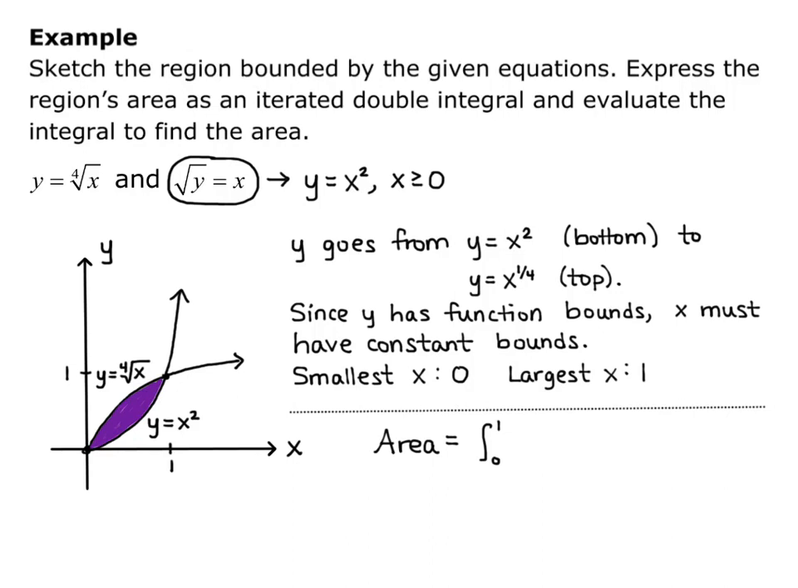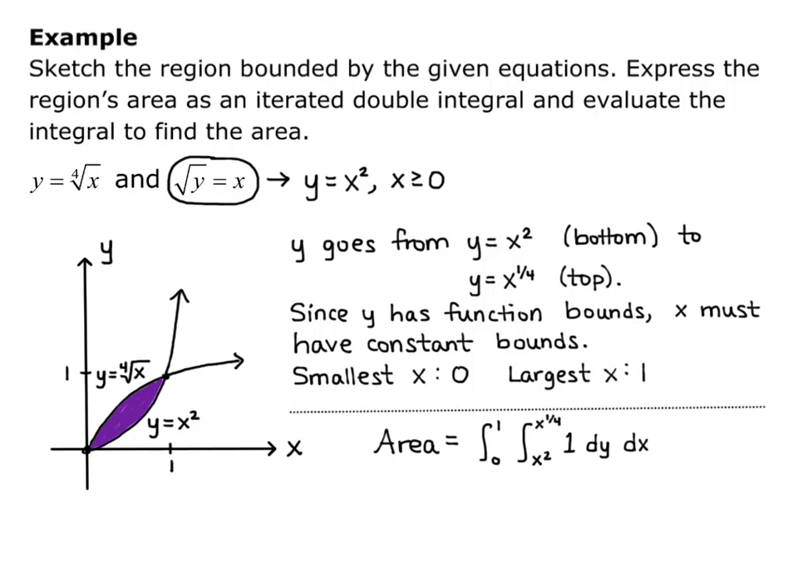So the area is equal to the integral from 0 to 1. Remember, constant bounds are on the outside. And then the integral from x squared to x to the 1/4 of 1, because we're finding an area, so we let our function height equal 1 everywhere. dy, since my inner bounds are with respect to y equals a function of x, and then dx, because my bounds on the outer integral are in terms of x.